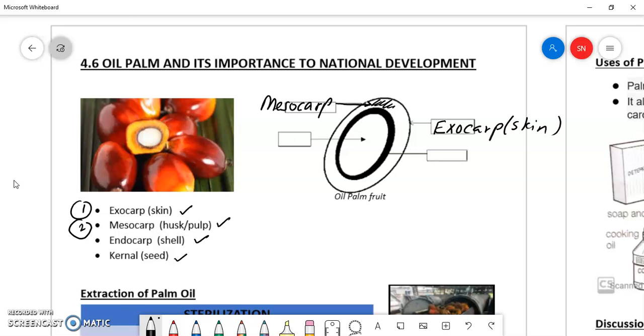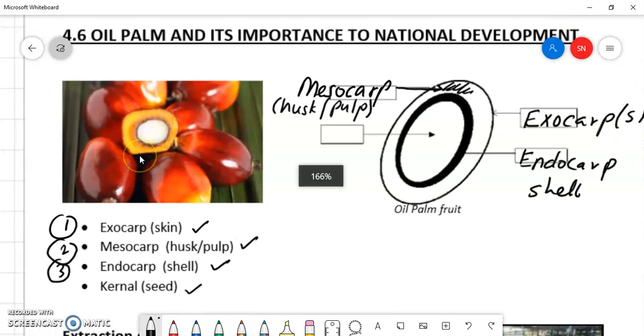All right. So in some books you would see they use the word husk or pulp. And the third part is called the endocarp. All right, so this is the endocarp, which is also the shell. So you can see here in this diagram, the actual fruit.